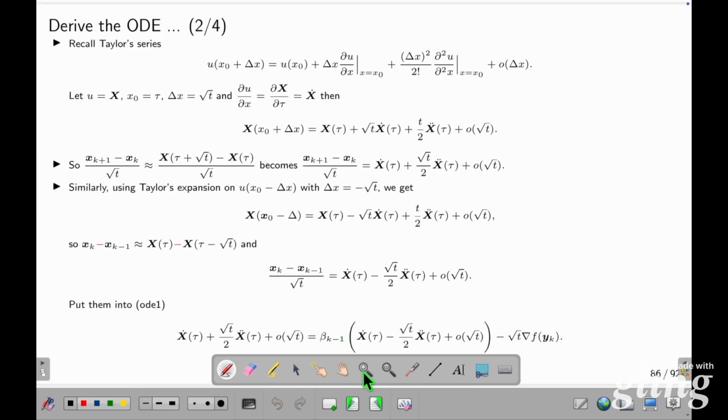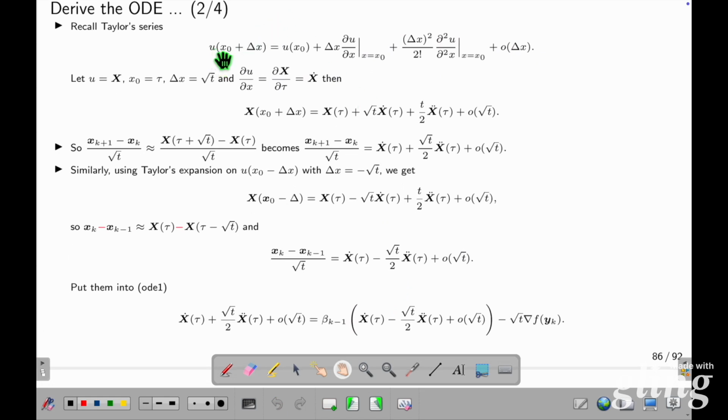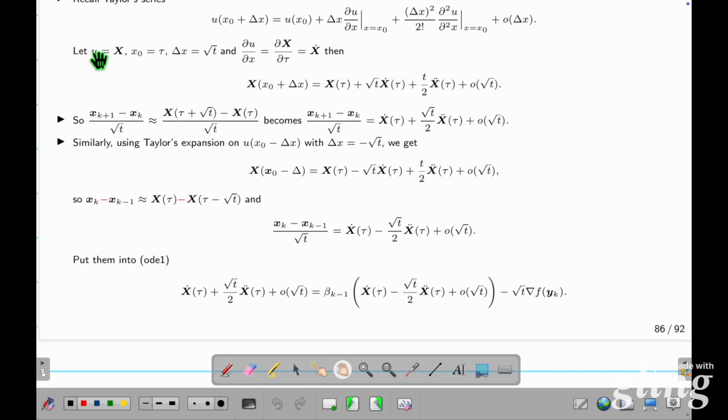Then what's next? Now let's recap what's Taylor series for ODE. For u, x plus a small change is blah blah blah. We assume everything is differentiable, then we can have this. Now u is big X, so my dynamics is on variable x. My small x0 is time, the small time. This tau is time. The small change is delta x, that is square root t. Again, not time. This is step size, right?